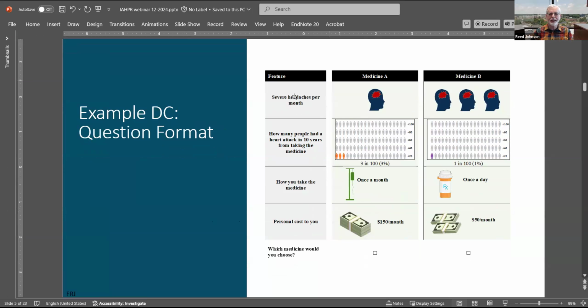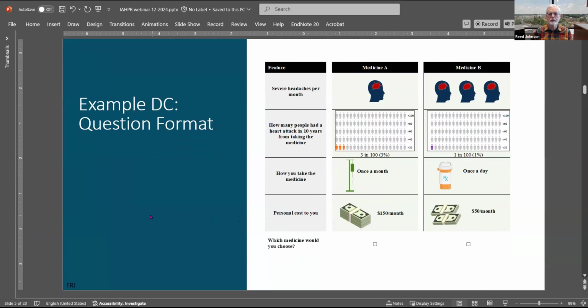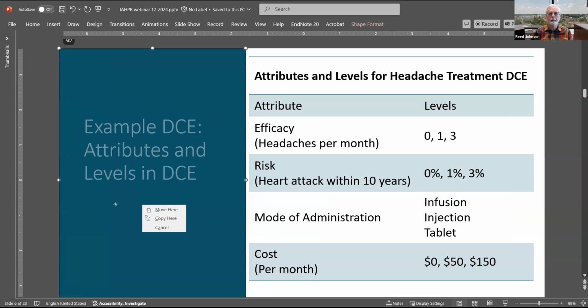This is the task layout that I was talking about. We have attributes of severe headaches, risk, mode of administration, personal cost. Individuals look at these two alternatives, medicine A and B. We ask them, if these are the only alternatives available to you, which would you choose? That gives us the statistical information we need.